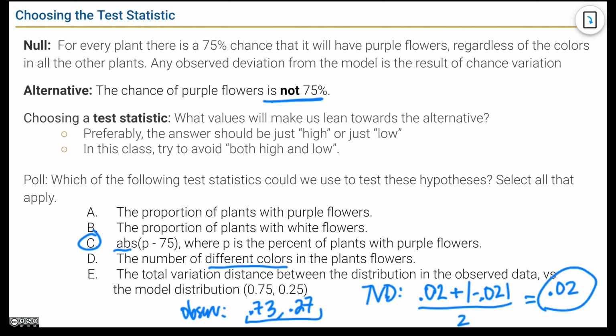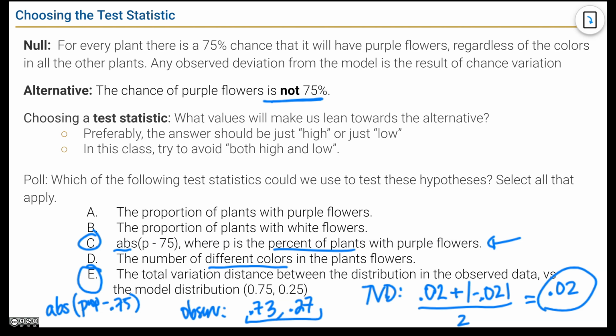That's basically the exact same thing we're doing in C, except we're putting things in terms of proportions instead of percents. It's basically the equivalent, if you notice, of using the absolute value of the proportion. So I'll write a proportion minus 0.75. That's really what it's doing. Proportion of purple flowers. And so that's a completely valid test statistic to use.